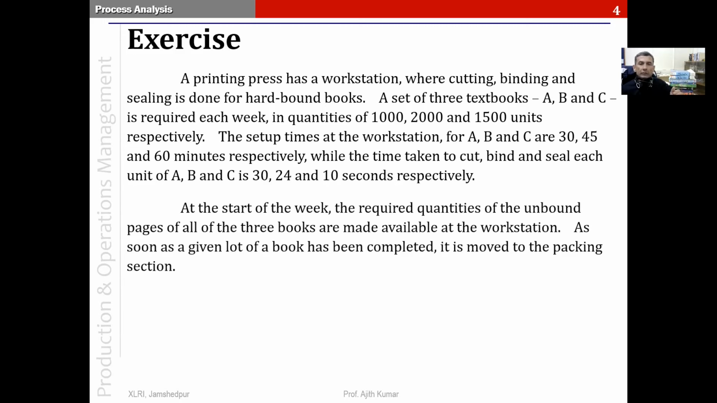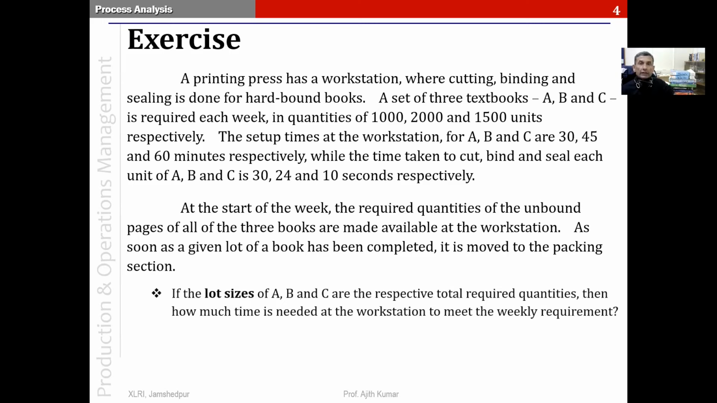At the start of a week, the required quantities of the unbound pages of all the 3 books are made available at the workstation. As soon as a given lot of a book has been completed, it is moved to the packing section. So we are asked to find, if the lot sizes of A, B, and C are the respective total required quantities of that week, then how much time is needed at the workstation to meet the weekly requirement?